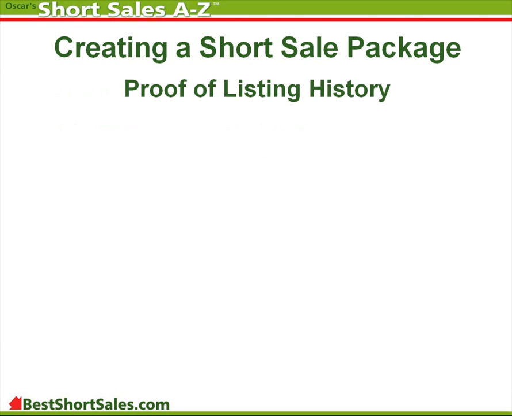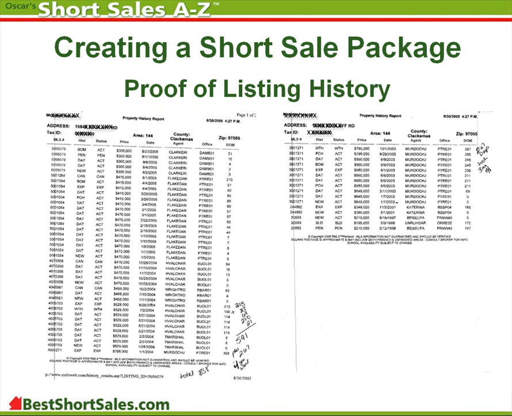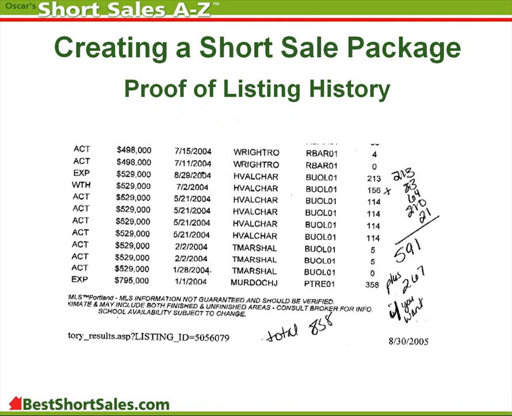Proof of listing history. Most creditors want to see at least 1 month at full debt value in the open market. For them, that means the MLS. This property was listed with just about everybody, for a total of 858 days. With this evidence, the bank will not request more listing time.